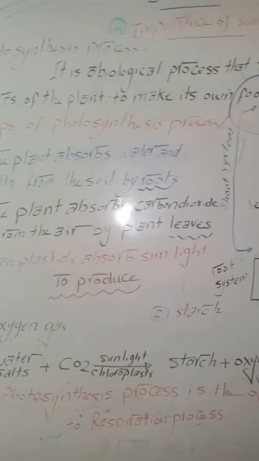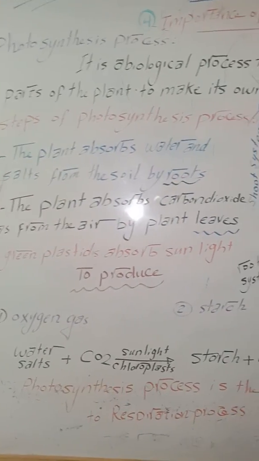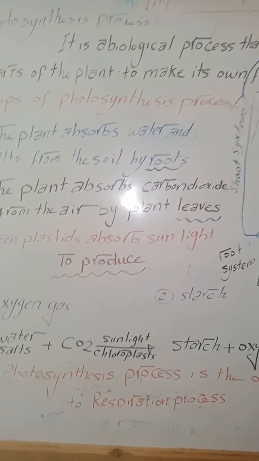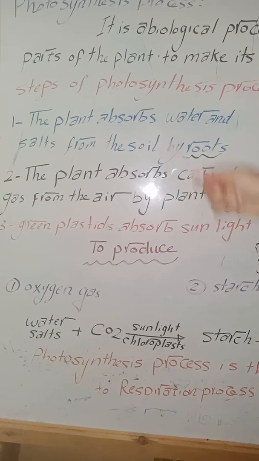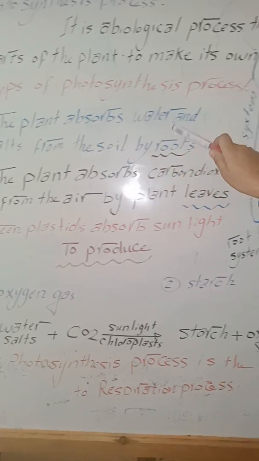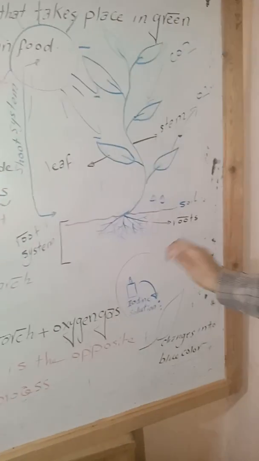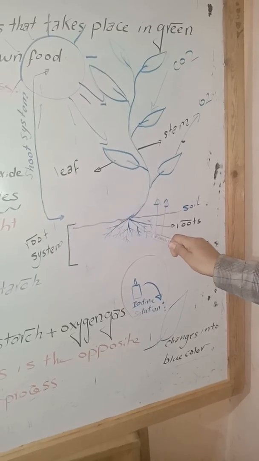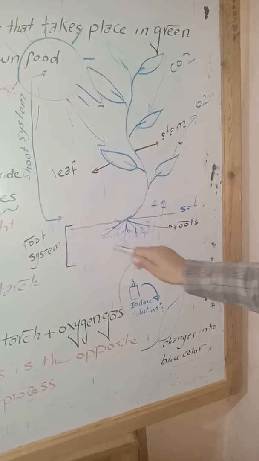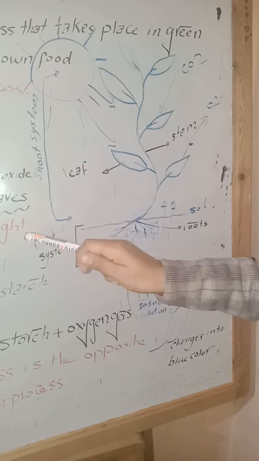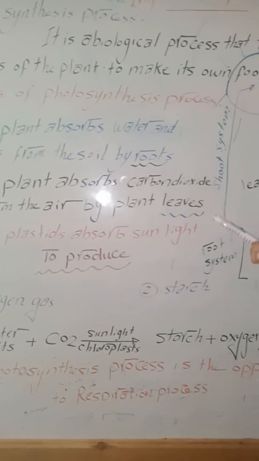What are the steps of the photosynthesis process? Number 1, the plant absorbs water and salts from the soil by its roots. Number 2, the plant absorbs carbon dioxide gas from the air by its leaves.